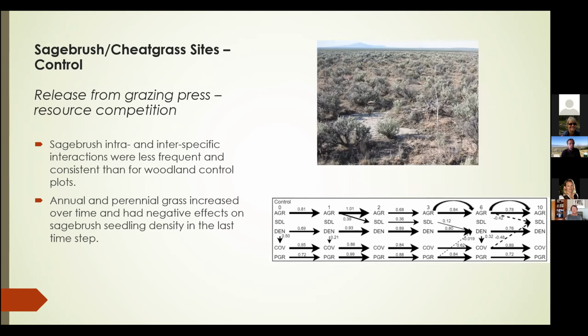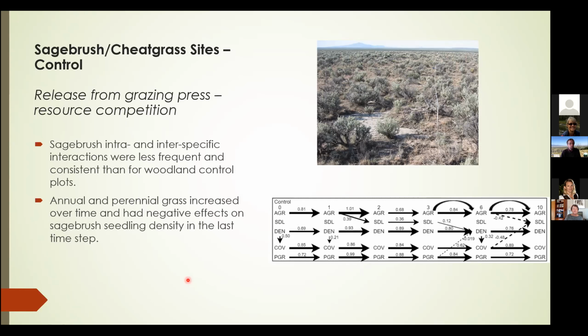Now, if we move on to our sage cheat sites, we can look first at the control. These sites were fenced before the treatments were implemented, and what we believe we saw here was a release from grazing pressure. And why we believe there was a release from grazing pressure is that even on the controls, we had an increase in both annual and perennial grasses over time. And we saw that kind of consistently across the controls.